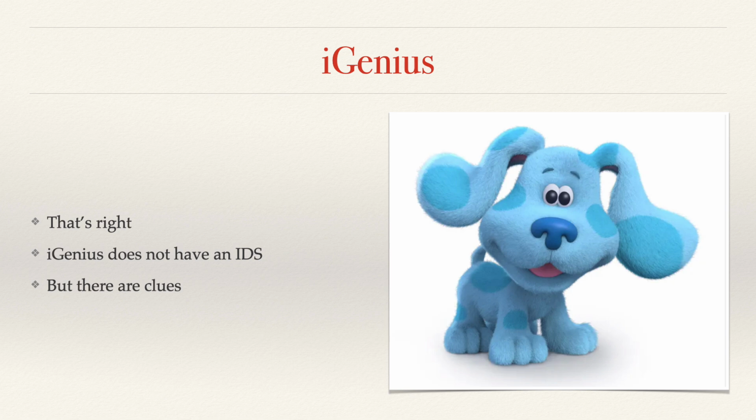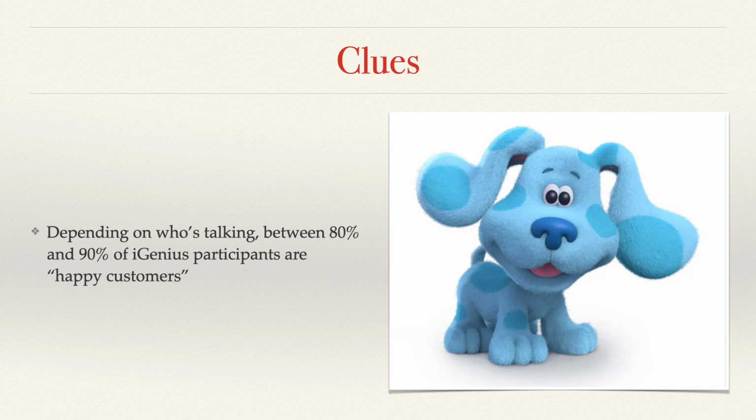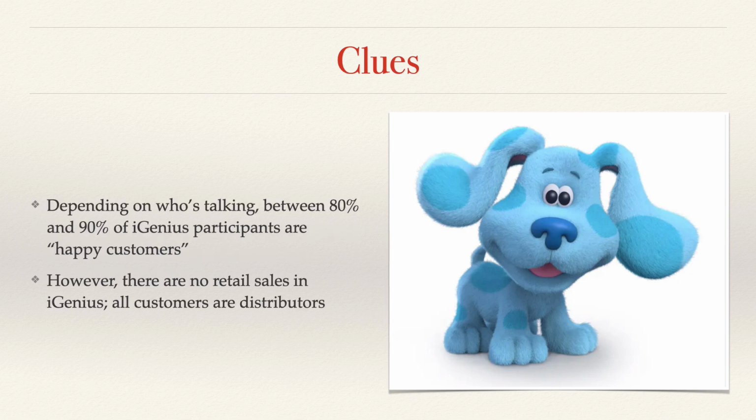If you listen carefully to the presenters of this opportunity, depending on who's talking, between 80% and 90% are quote-unquote happy customers. That is, they're not participating in the compensation plan. However, and this is an important point that I hope I can explain, there are no retail sales in iGenius. All the customers are distributors. Now, in some MLMs, all the distributors are customers. All the distributors are customers in every MLM. But in some MLMs, not all the customers are distributors. Like, for instance, there is a retail status. You can just buy this stuff from your friend and you don't need to buy into the income generating opportunity, right?